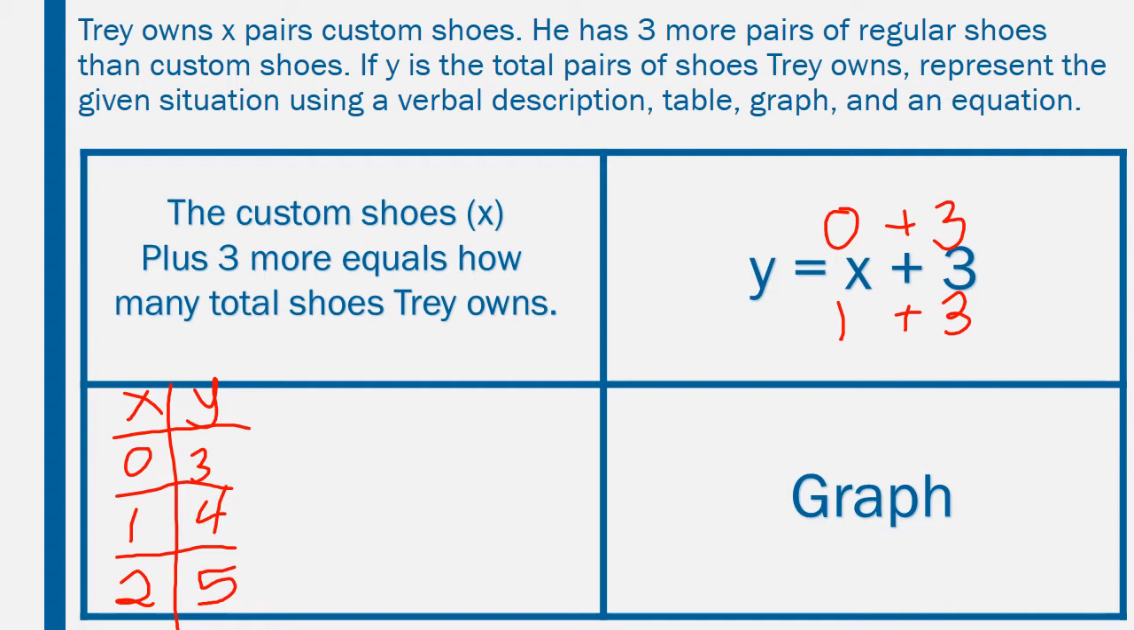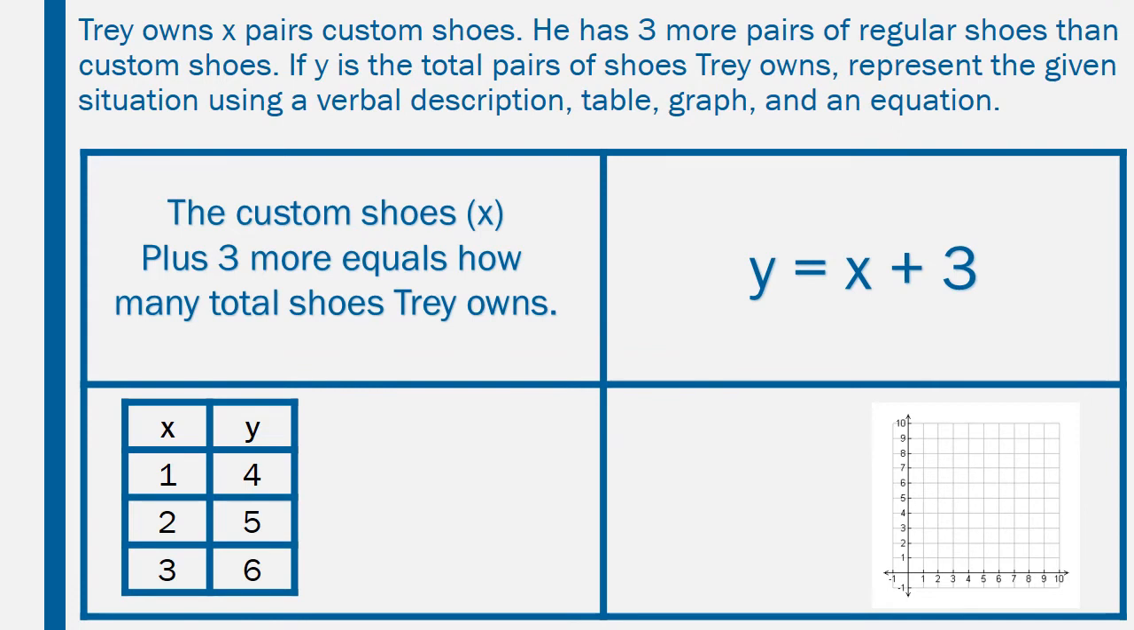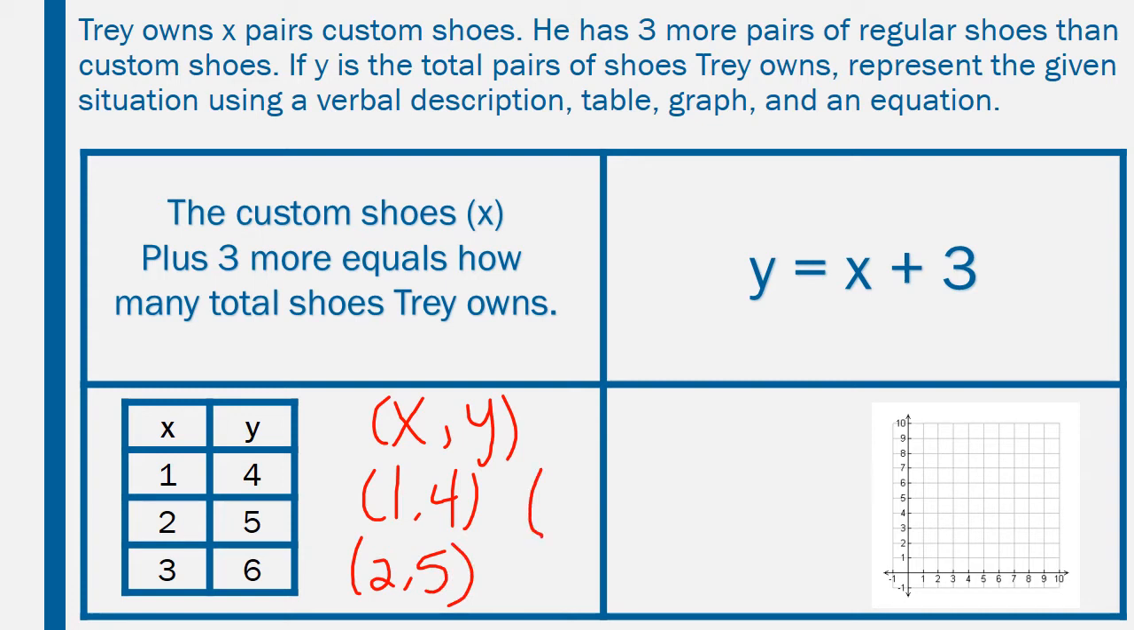Now, you're going to take these and create coordinate pairs with your graph. Your coordinate pairs, or ordered pairs, look like x, y. I'm going to have 1, 4, 2, 5, and 3, 6. I get that from my table. My first x is 1, and my first y is 4, so I have the ordered pair 1, 4. Notice that my x is first and my y is second, just like my table.